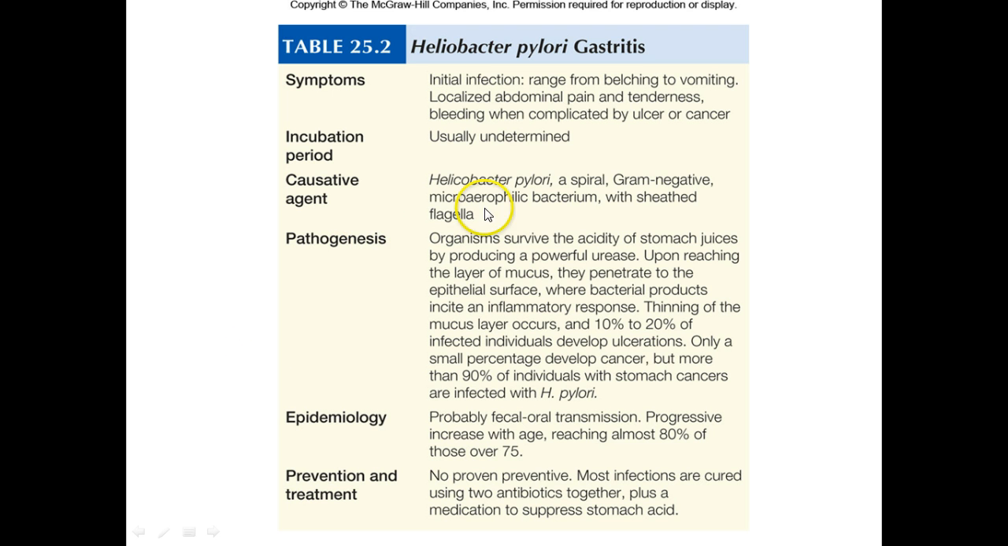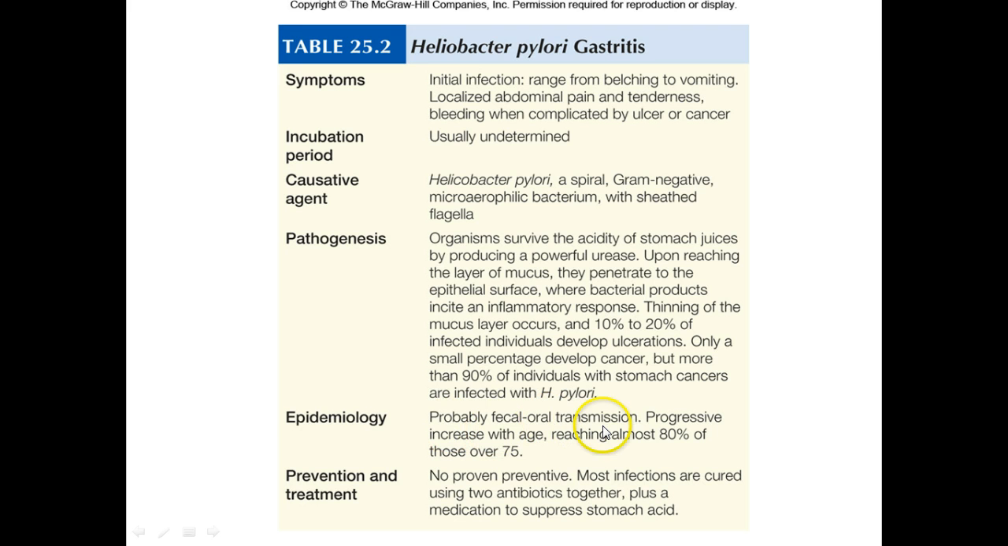So a spiral, right? Spirillum, gram-negative, microaerophilic, just needs a little bit of oxygen. Of course, your stomach could potentially have a little bit of oxygen in it, right? Sheaths, right, help protect it. And that ability to produce that urease that breaks down the urea into ammonia really helps it make it through and actually survive in the stomach without being destroyed.